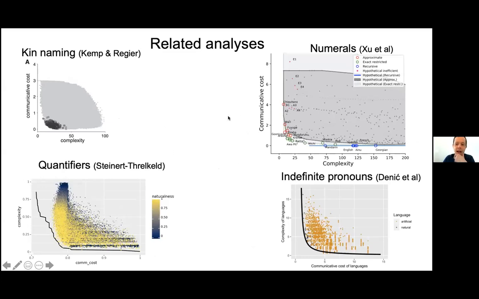There are related analyses in other parts of the literature that are again looking at two dimensions, and these two dimensions almost always capture the same high-level ideas, but the formulation is slightly different. So in particular, the way in which complexity gets formulated varies across these different projects, but there are applications to kin naming, numerals, quantifiers, and indefinite pronouns.